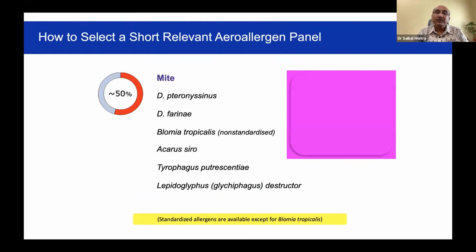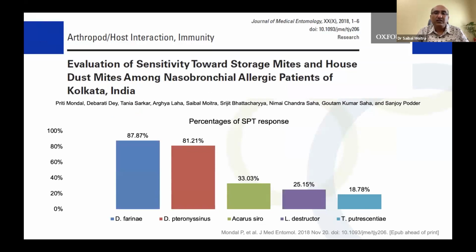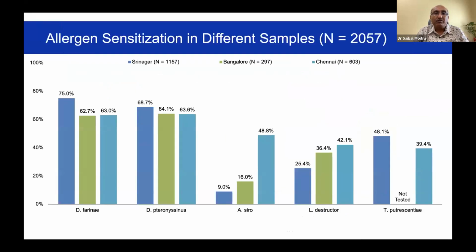For dust mite, we mainly take Dermatophagoides pteronyssinus or farinae. We may add Blomia tropicalis, because a few studies show its increased sensitization rates. But if we are doing only Dermatophagoides pteronyssinus and farinae, this also suffices, because in a study we published in 2018, we showed that Dermatophagoides farinae and pteronyssinus sensitization were as high as more than 80%. And so this is important. Various other studies done in various other parts of India also showed the high prevalence of DF and DP sensitizations, and the results were similar.